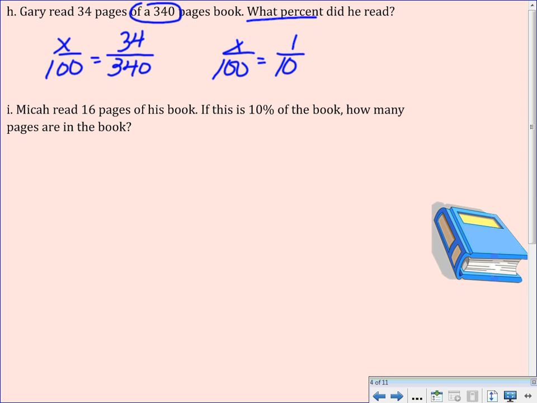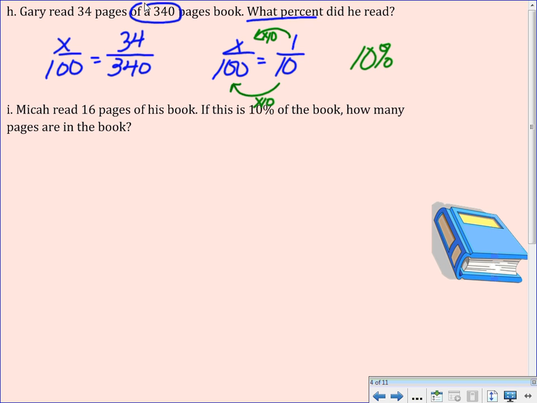Well, let's see. To go from 10 to 100, times 10. So I have to do the same thing to the top. So 1 times 10 is 10. So my answer is 10%.